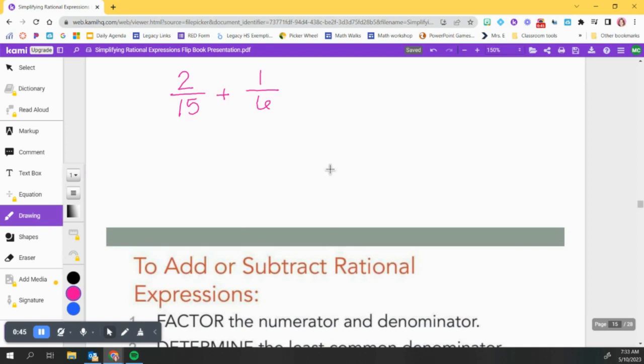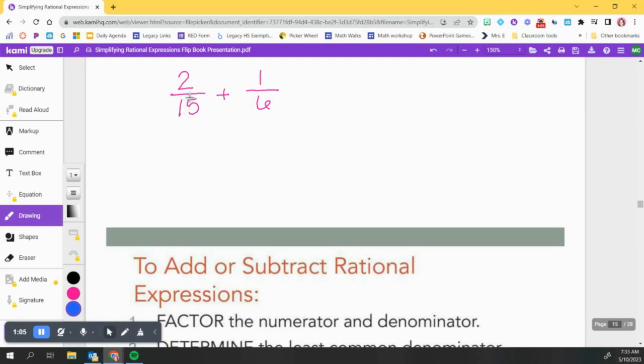Alright, I need to add those two fractions together. So the first thing I'm going to do when adding those two fractions together is get a common denominator. What's the common denominator between 15 and 6? How would we go about figuring that? Divide it. What do you mean by divide? Try to simplify it. Get it to something that's the same number.